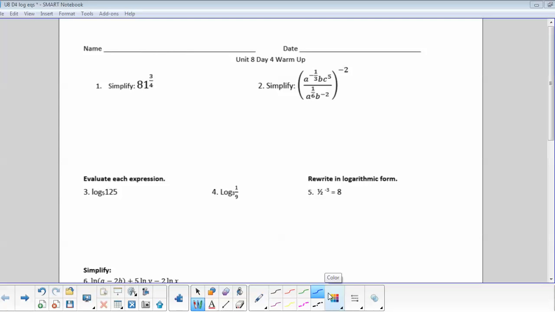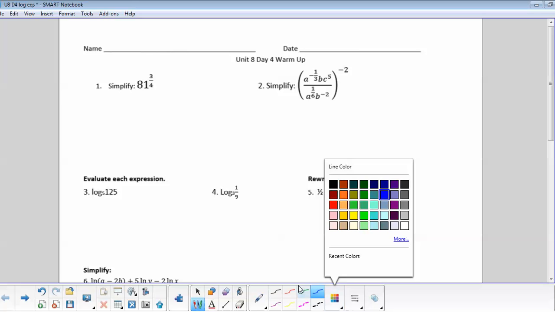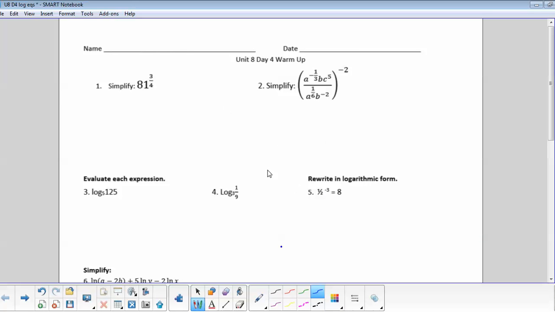Hello pre-calculus students, this is Unit 8, Exponents and Logarithms. After we do a short warm-up that's going to review everything that we've done in days 1 through 3, then we're going to solve some log equations.